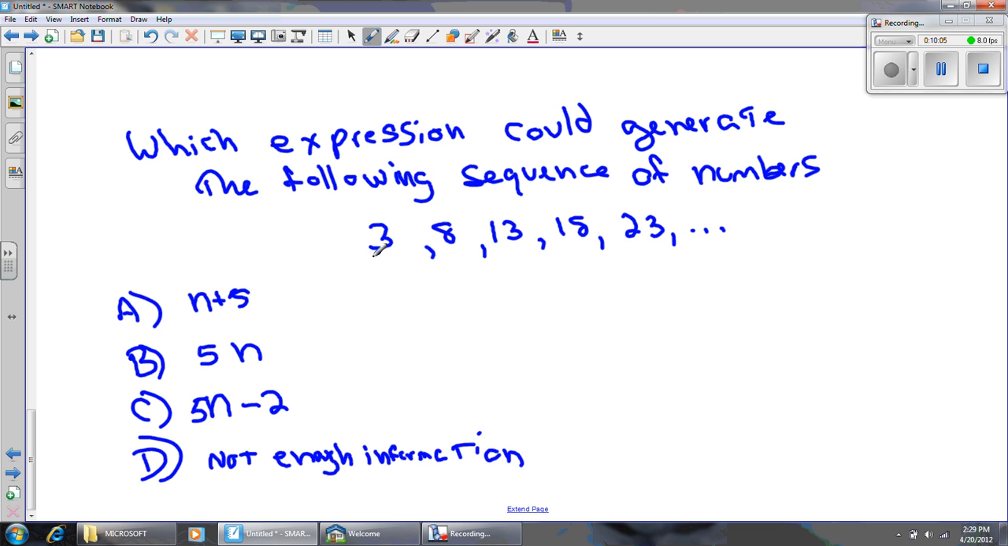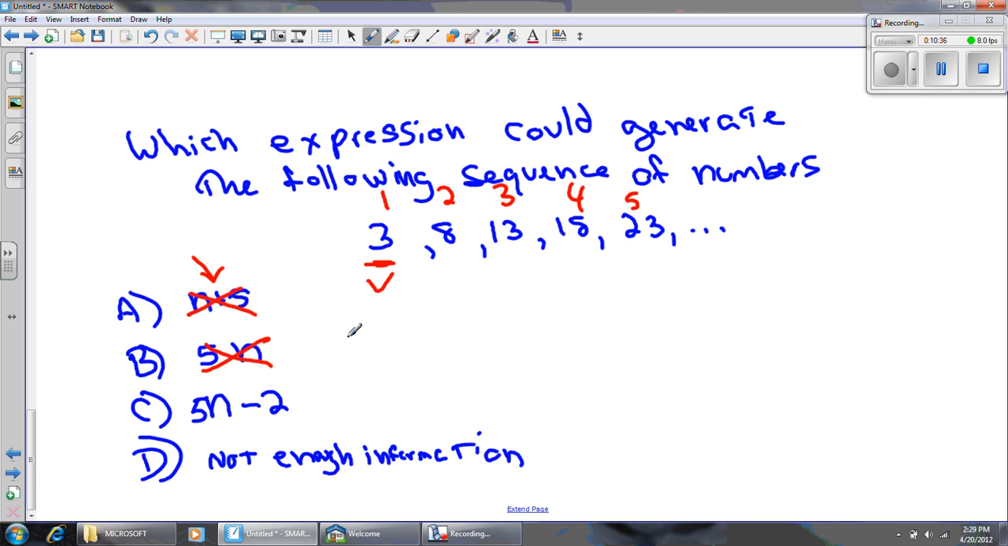All right, now look, this is the first term, the second, the third, the fourth, the fifth. Those of you that think you want to pick A, put 1 in for n. Is 1 plus 5 3? Absolutely not. Then this cannot be the right answer. Let's go down to this one. Is 1 times 5 3? No. Then it's not the right answer. Okay? It is 5 times 1 minus 2 is 3. Yes, it is. That one checks.